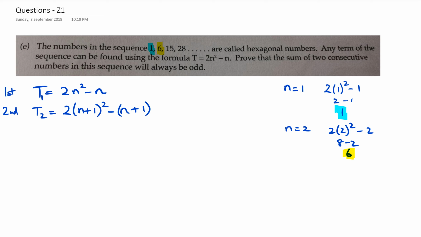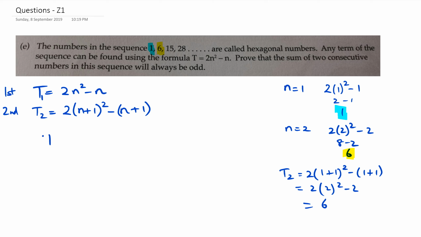Now I'm going to do it the other way as well. If I use the t2 formula, I get 2 times 1 plus 1 squared minus 1 plus 1, which is 2 times 2 squared minus 2, and it ends up being 6 again. I'm hoping you can see the connection between the two formulas. If n is the first term, then n plus 1 is the second term. Now it says prove that the sum of these two consecutive numbers will always be odd.